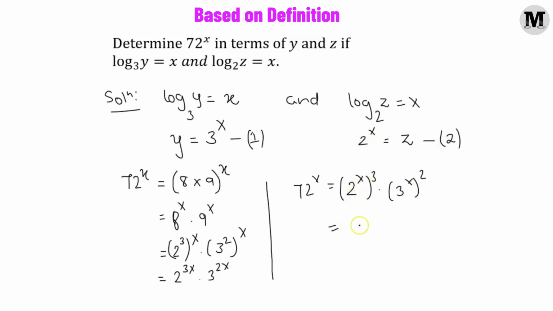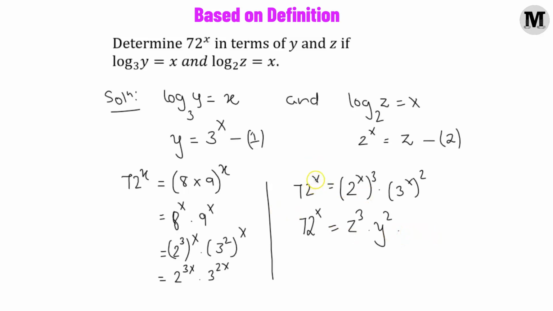So 2 raised to the power of x will be replaced with z, where z cubed times 3 raised to the power of x will be replaced with y. So this is y squared. That means we have obtained the value of 72 raised to the power of x. So this value is z cubed times y squared, and the answer is in terms of y and z. So this is the final answer.